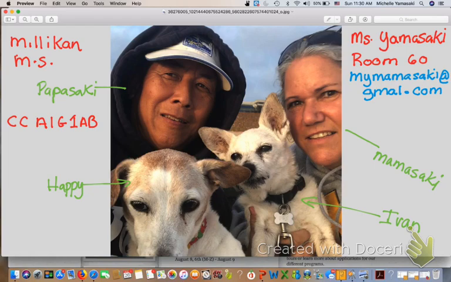Just a quick little introduction. That's me on your right, and to the left is my very handsome Papa Saki, the one who gave me the name Miss Yamasaki, so we call him the Papa Saki. And then of course we've got Ivan. He's right underneath me. He's 18 years old and wandered into my classroom 18 years ago, and I took him home and he's still kicking.